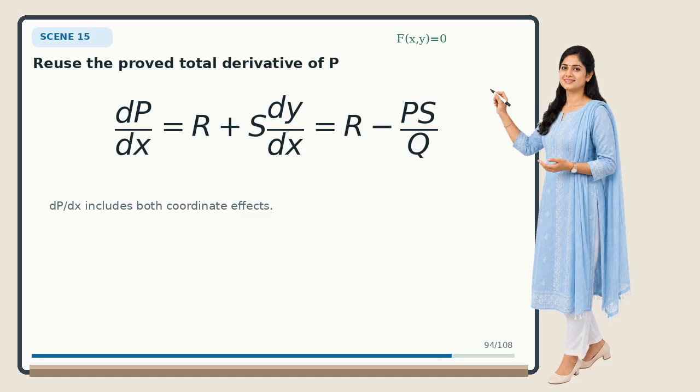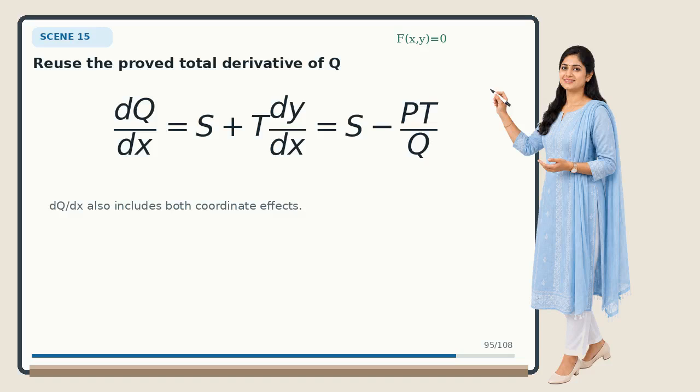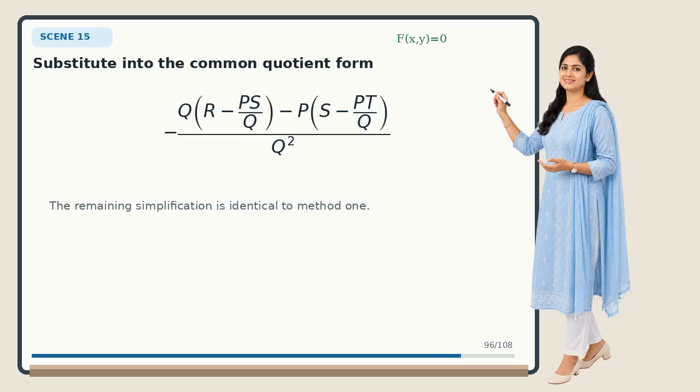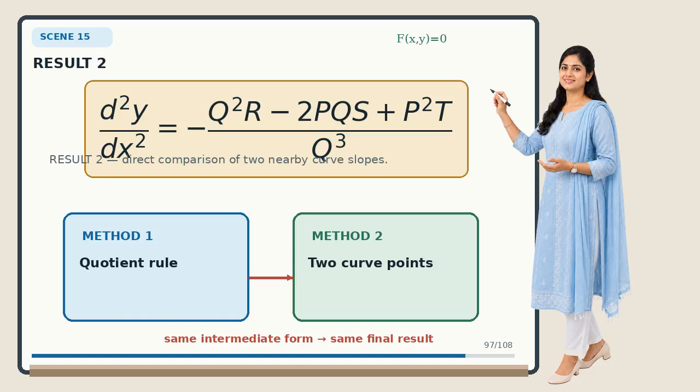Use the total derivative of p already derived by the limit split and then insert dy by dx equals minus p over q. Use the corresponding total derivative of q and insert the same first derivative. Substitute these expressions into the common quotient form obtained directly from the slope limit. Simplifying gives exactly the same second derivative, minus q squared r minus 2pqs plus p squared t, divided by q cubed.